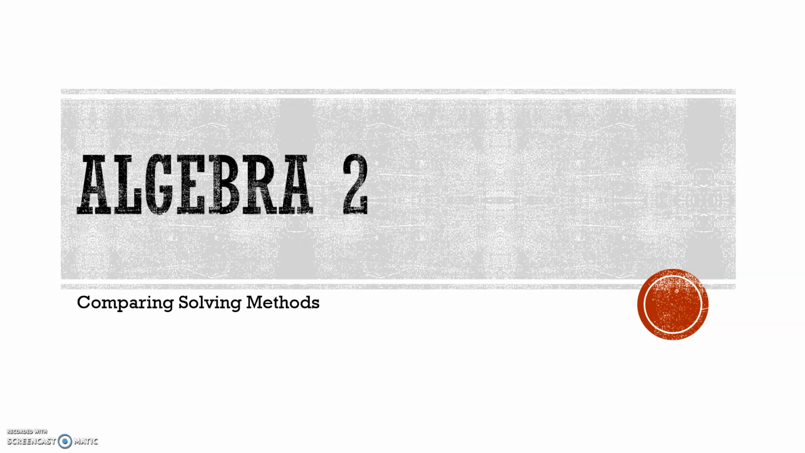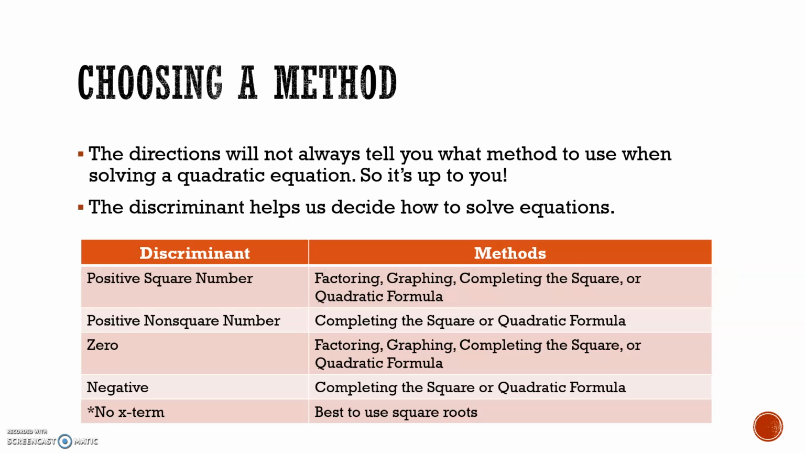There are several different methods that you can use. Some people just say, well, I'm just going to try factoring, and if that doesn't work, I'll do quadratic formula. But we're going to look at how we can actually mathematically decide which way is the best way. So, like I said, directions won't always tell you what method to use, so it's going to be up to you. And we looked at this in the last lesson about the discriminant.